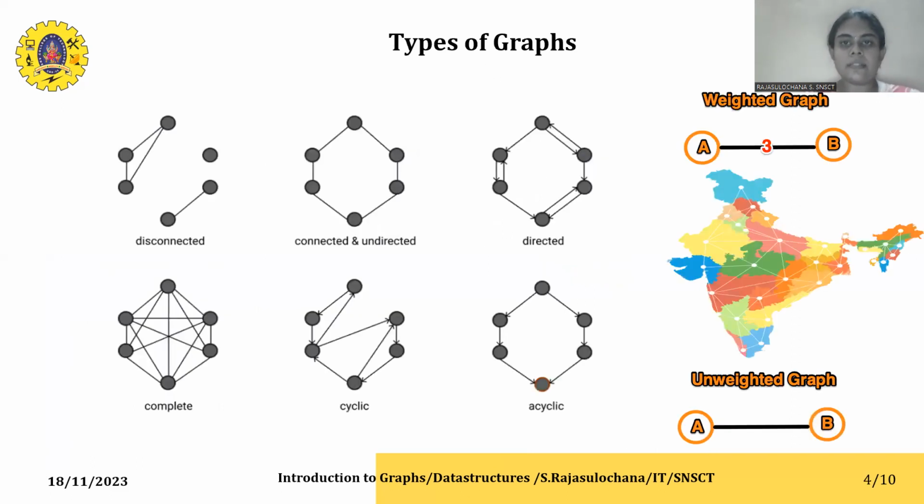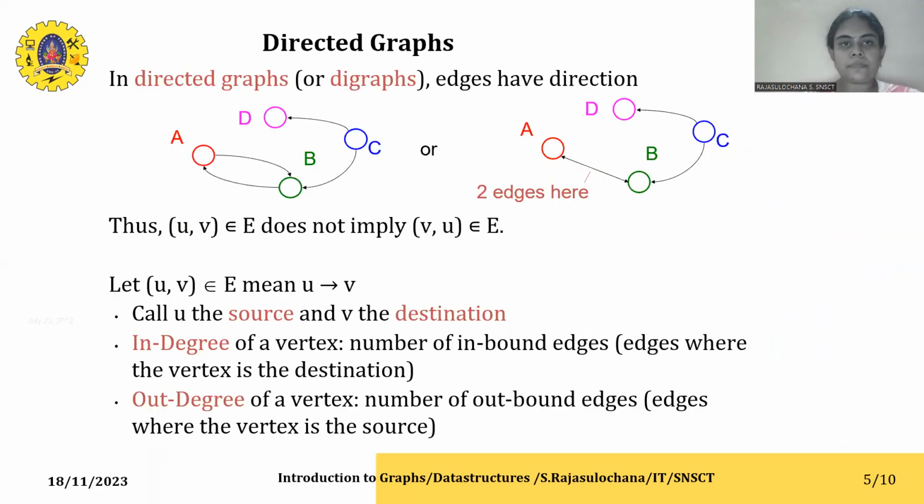So we have various types of graphs, like connected graph, disconnected graph, and in the connected graph itself we have strongly connected, weakly connected, directed graph, undirected graph, and directed acyclic graph. So cyclic graph, weighted graph, unweighted graph, and many other types of graphs are there. So let us see one by one. So initially, let us see what a directed graph is about.